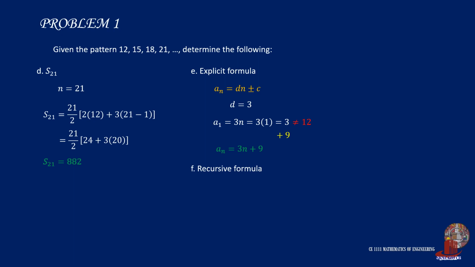The last requirement is to identify the recursive formula. This is the repeating formula of a pattern with the standard form of solving a sub n by taking the previous term and adding the difference. Knowing d as 3, we can simply plug it in the formula and have a sub n as a sub n minus 1 plus the difference of 3.